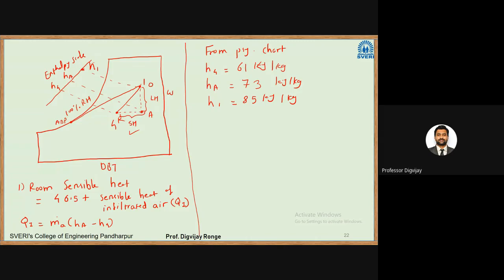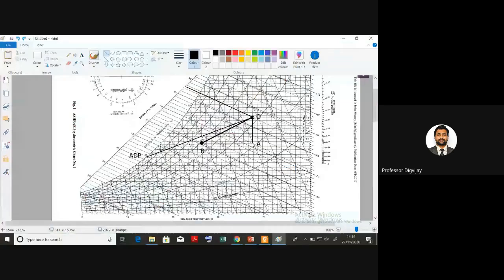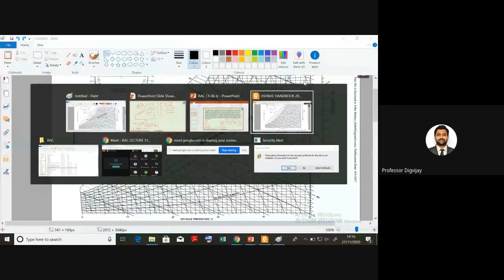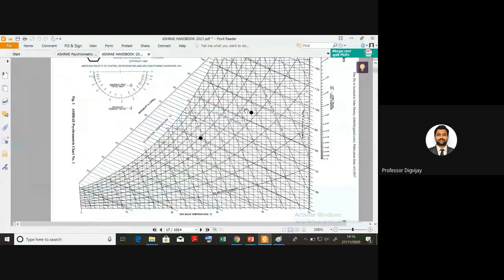Now I have to find out the mass flow rate. For that, they have given the volume flow rate of infiltrated air, which is given as 25 meter cube per minute. Then I have to find out the specific volume. For that I have to know the specific volume at point 1. So see here, this is my point 1 and I have to find out the specific volume. So we have to follow these inclined lines.